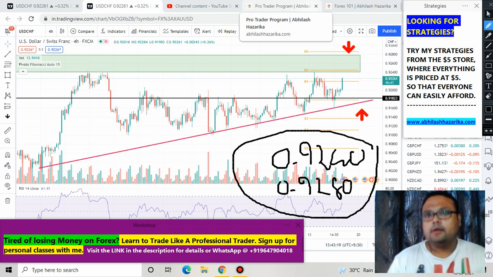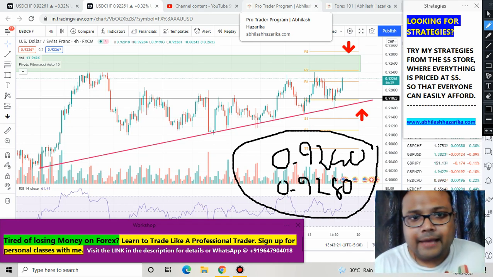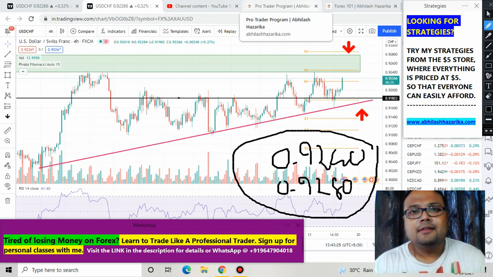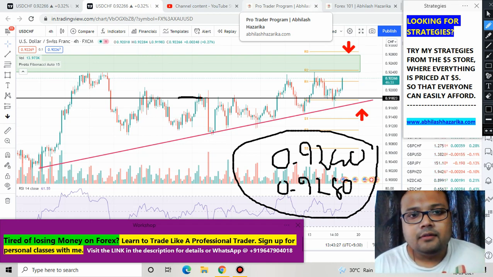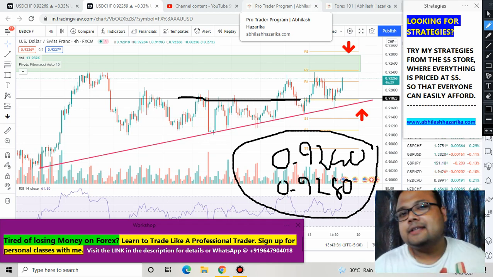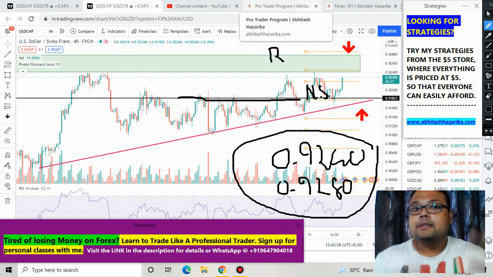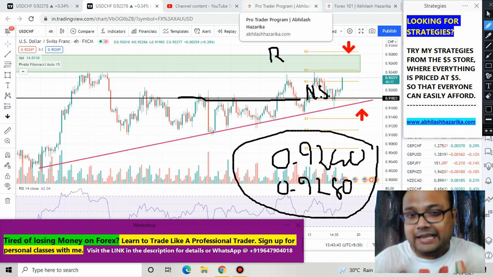Clear? The black line is the level from the weekly chart. This black line is the new support for the market, or is trying to act as the new support. So this is the resistance and this is the new support. But still we do not have the confirmation, the stamp of the support, as yet.